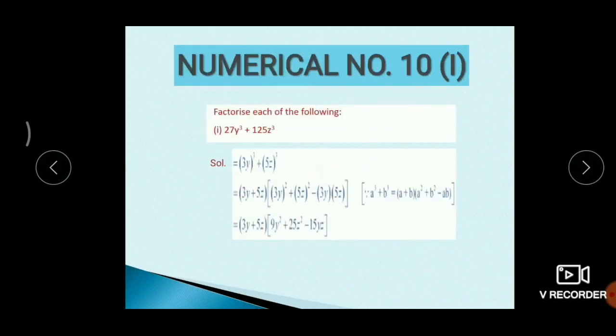Moving further to numerical number 10, first part: factorize each of the following, and its first part is 27y cube plus 125z cube, right? Again, recently we have done this activity, this identity, x cube plus y cube. So this is a similar kind of numerical, and I told you this is the identity which we will use, and you have to learn that also.